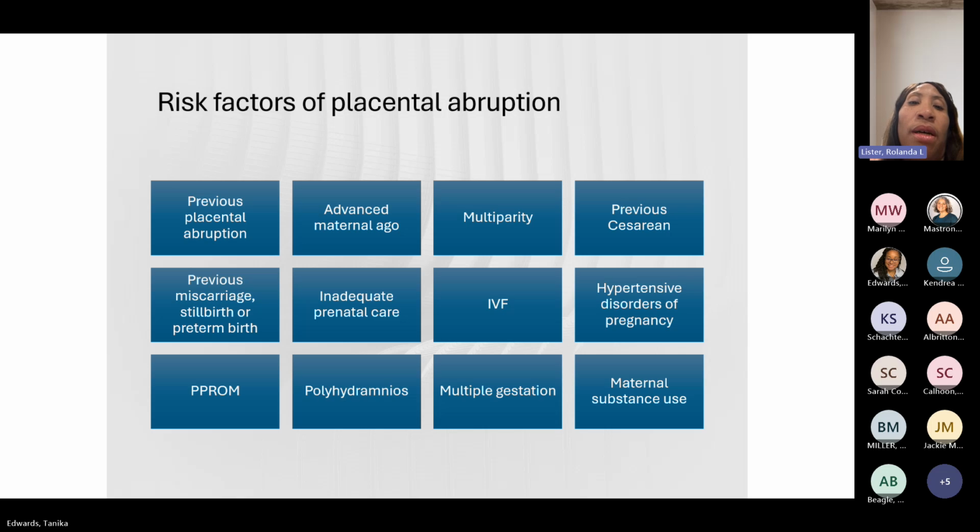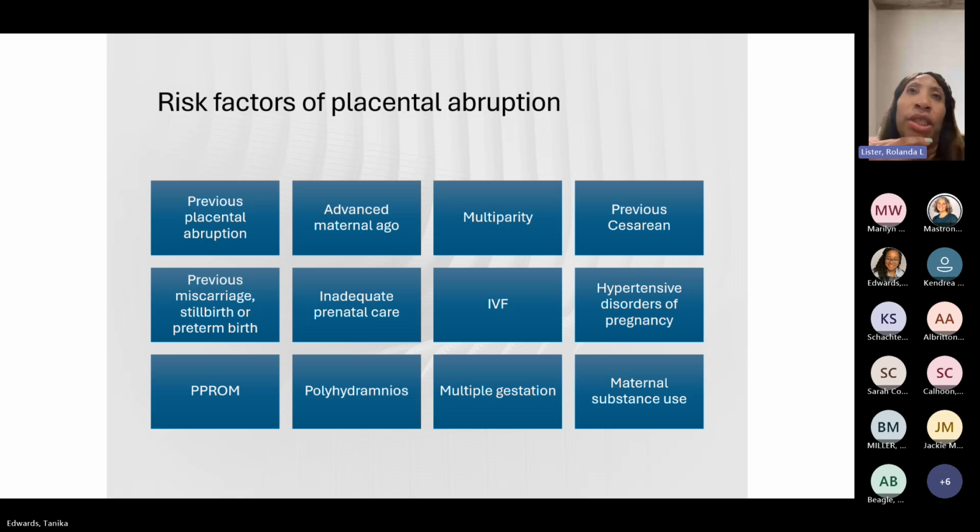hypertension is a big one, and PPROM because of the shearing force of the placenta. Polyhydramnios, once again, after decompressing the uterus, that can shear the placenta from the uterus, leading to placental abruption. That's one of the things that, when you're managing someone in labor who has polyhydramnios, you want to be careful with how you do the AROM, because that can lead to placental abruption.